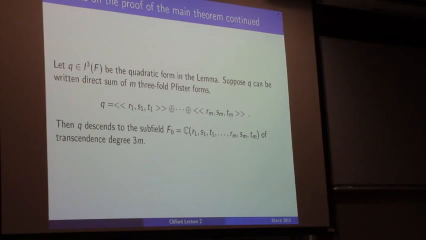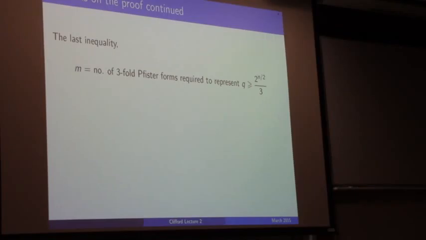And over this F naught, each of these Pfister forms is still in I3 by definition. So I found my Q naught on the right-hand side that's defined over this small field. So therefore 3m has to be greater than or equal to this number, 2 to the power n over 2, and therefore m should be greater than or equal to 2 to the power n over 2 over 3.